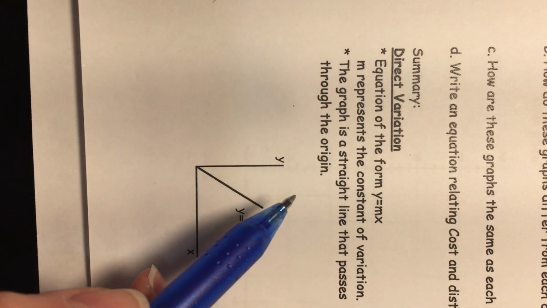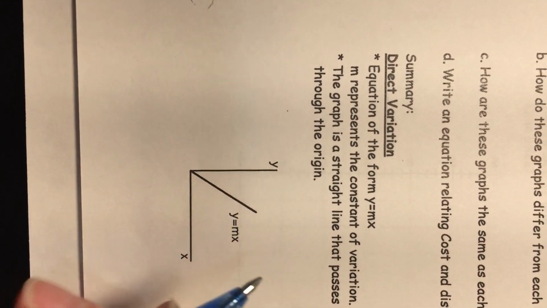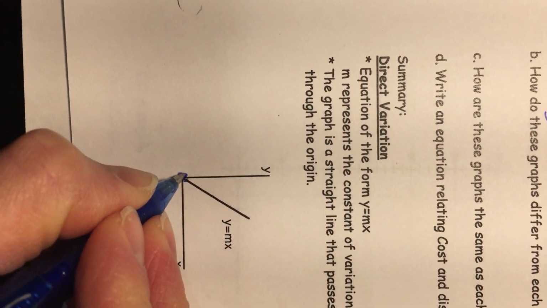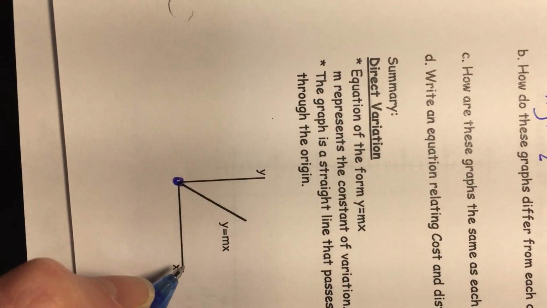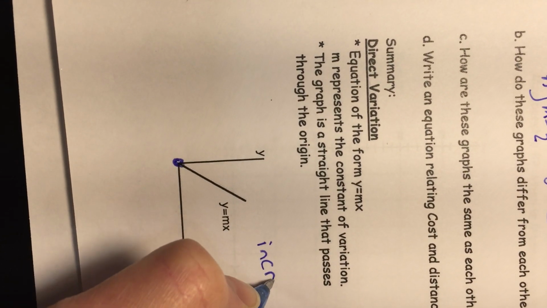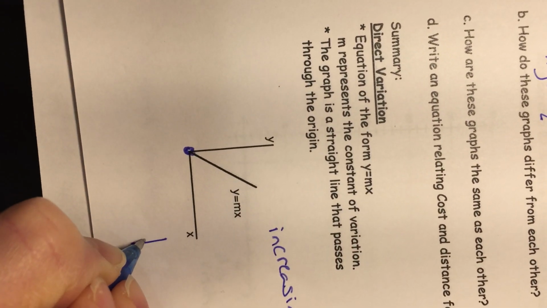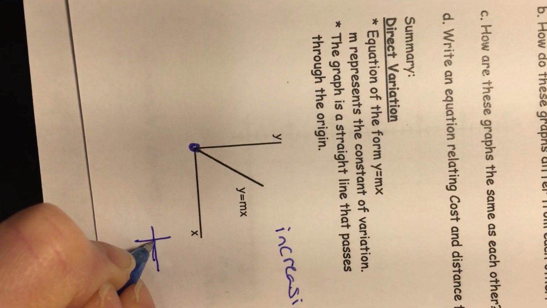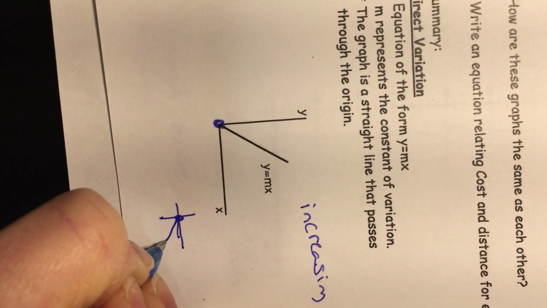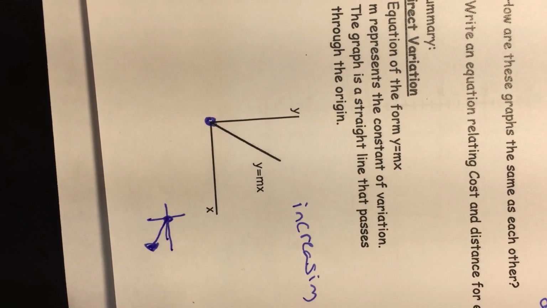The graph is always a straight line that passes through the origin. This is the essential part. This is an increasing graph. You could also have a decreasing graph. You could have a graph that goes through 0, 0, and it goes down. That's possible too.